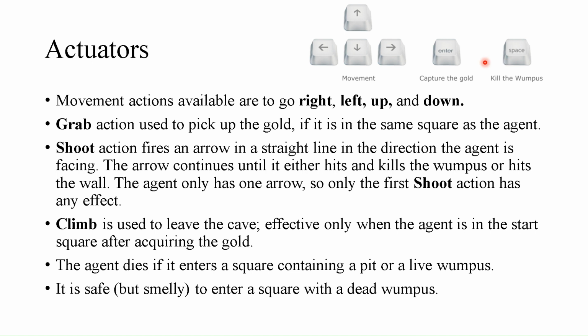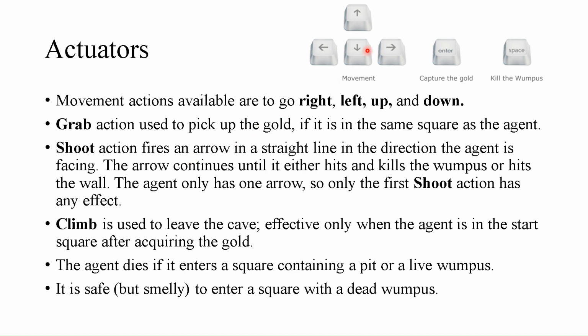So, now the grab action is used to pick up the gold. How do you know when you're at the gold? Well, see, the gold glitters. We'll get to that soon. And shoot action, as I mentioned, fires the arrow in a straight line. Now, how do we know where it fires? Well, you use the arrows to point to the direction where it shoots.